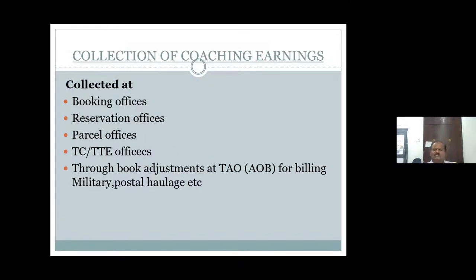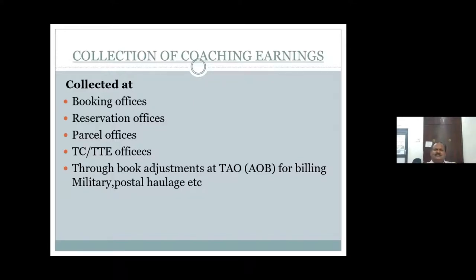So where do these earnings originate? These earnings originate at the booking office, reservation office, parcel office, TCTD offices, and through book adjustment at TAO for billing, military, postage, etc. The collection of earnings need not be cash; it can be through a voucher also. For example, for military specials, the voucher is received and subsequently adjusted through Nagpur, through government accounting. Vouchers are received initially, audited, and debited against the respective department. This is the book adjustment we call.